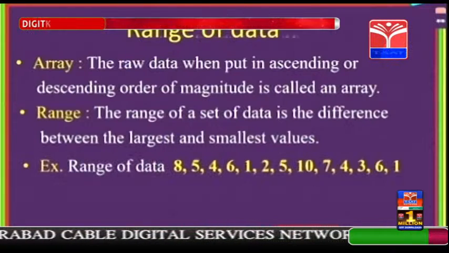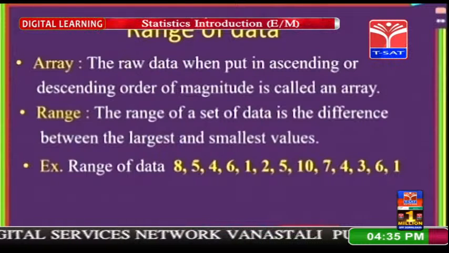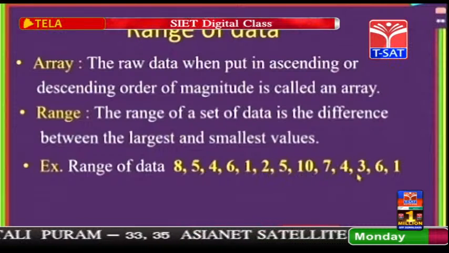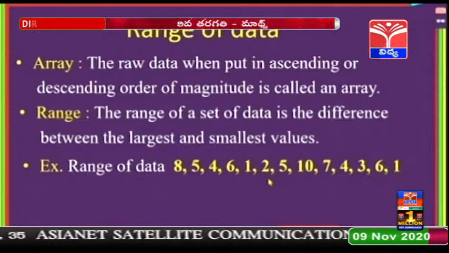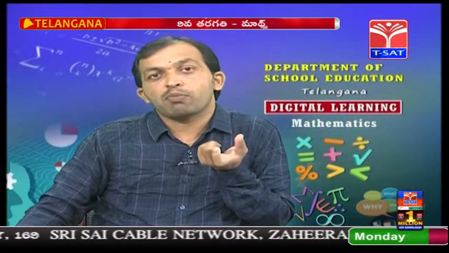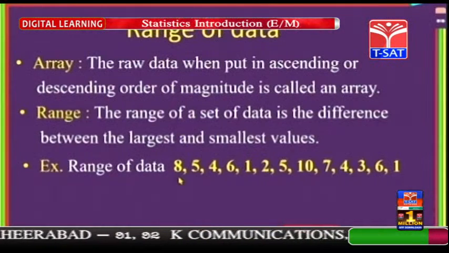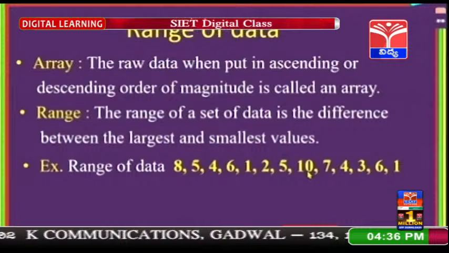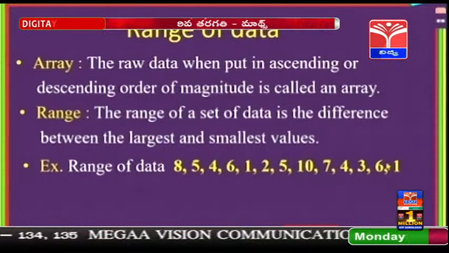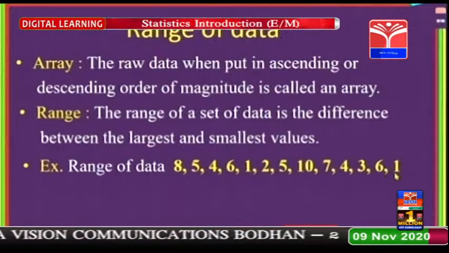For example, here we have to find the range of the given data. The data is 8, 5, 4, 6, 1, 2, 5, 10, 7, 4, 3, 6, 1. Now, we are going to find the range of this data. How can we find it, students? Students, can you say what the maximum value and the minimum value of the given data are? Let us see. After observing this data, we can say that the maximum number is 10 whereas the minimum number is 1. So, how can we find the range?